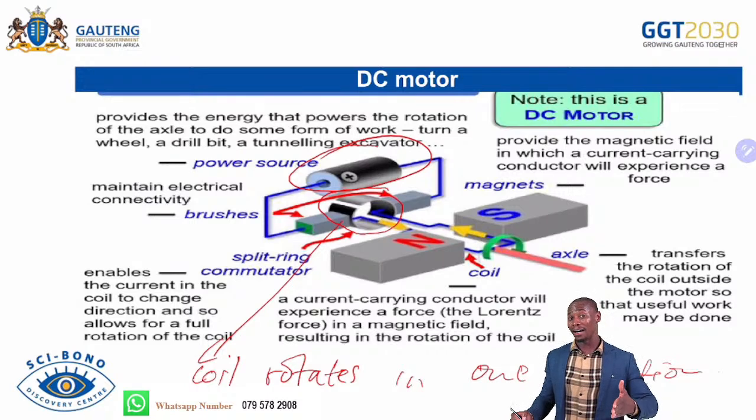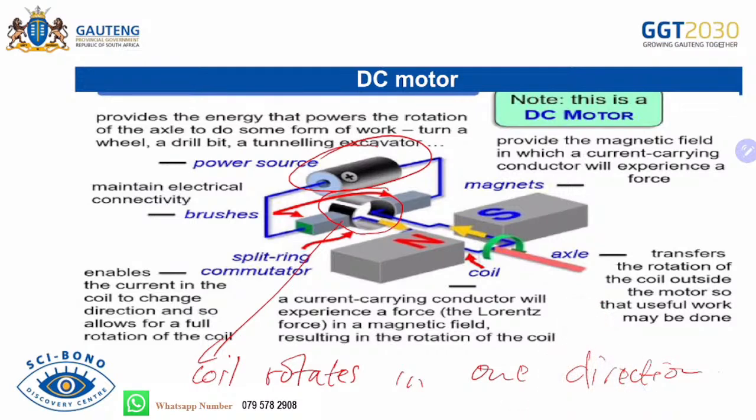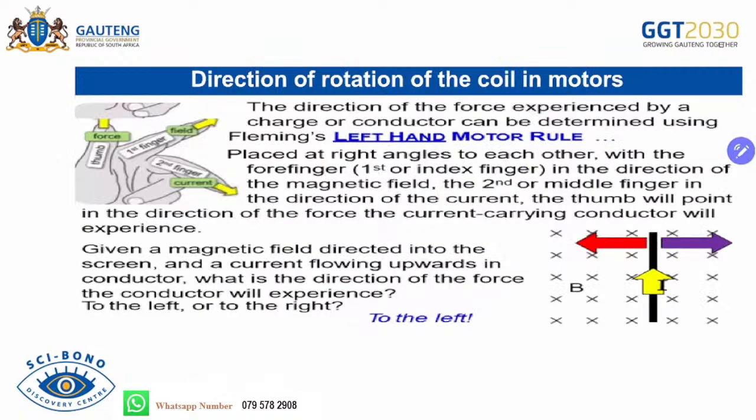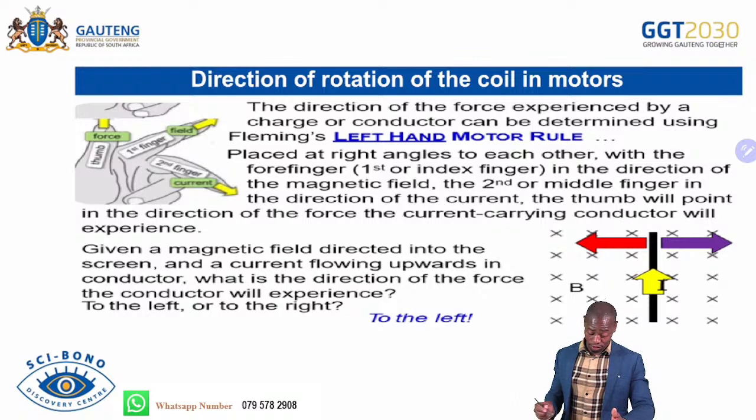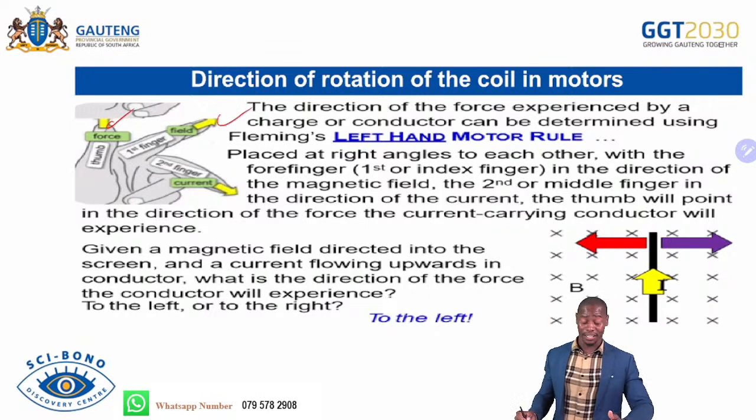Remember, we are converting electrical energy to mechanical energy. So we need a source of power to provide electrical energy. All right. So there's a split ring commutator here, but the function is to ensure that the coil rotates in one direction. Then we use Fleming's left-hand rule to find the direction of rotation of the coil, right? So the force is still the thumb, whether the coil will move up or down. Then the index finger is the direction of the magnetic field. And then the middle finger is in the direction of current, right?